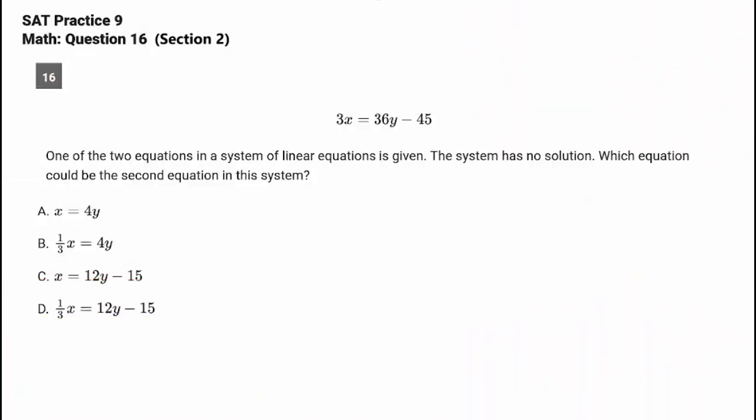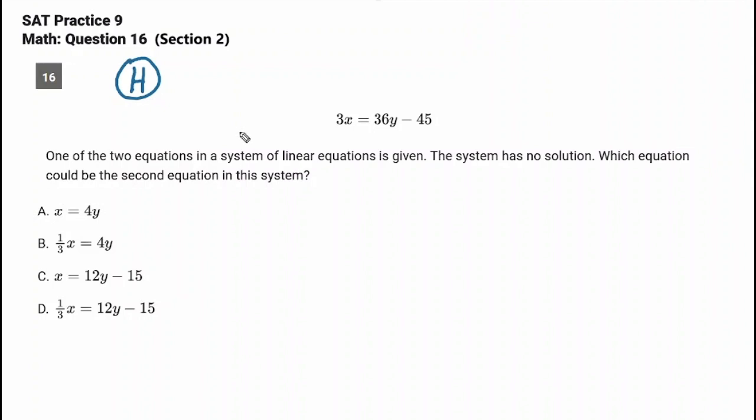We're on SAT Practice Test 9, Math Section 2, Question 16. What's the level of difficulty here? It's hard. We're getting towards the end, so it's getting to be crazy hard problems. This problem is not crazy hard, it just requires a lot of work. So you've got an equation. One of the 2 equations in a system of linear equations is given. The system has no solution. Which equation could be the second equation in this system?